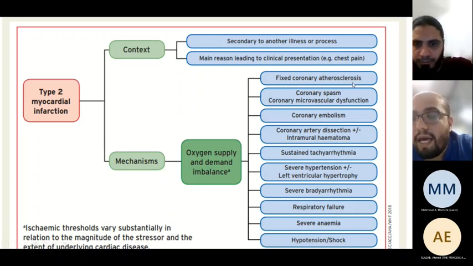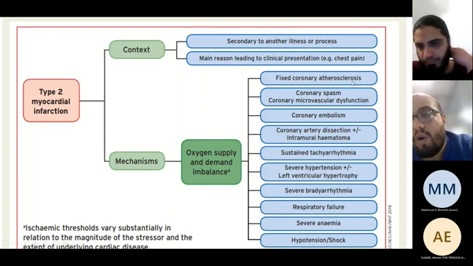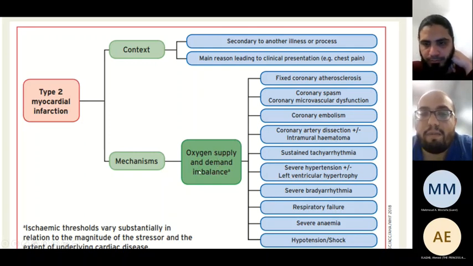But once this patient has significantly high blood pressure, or hypotension, or develops an acute anemia, or acute bleeding, or starts to have ischemic symptoms, and then the mismatch between the oxygen supply and the demand is there, then the patient develops a type 2 myocardial infarction.